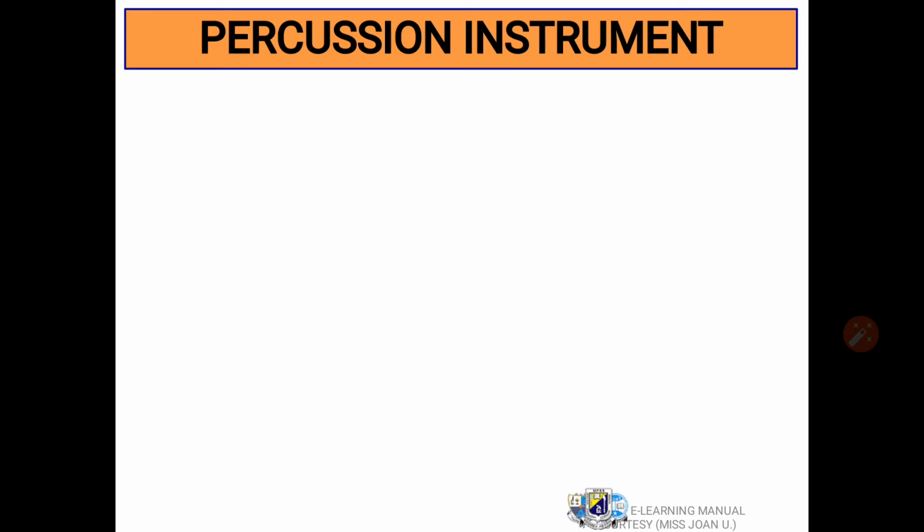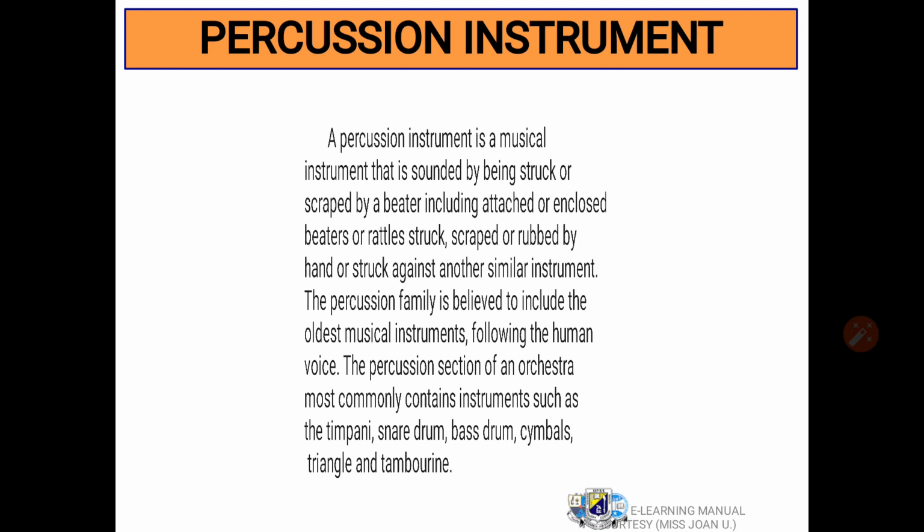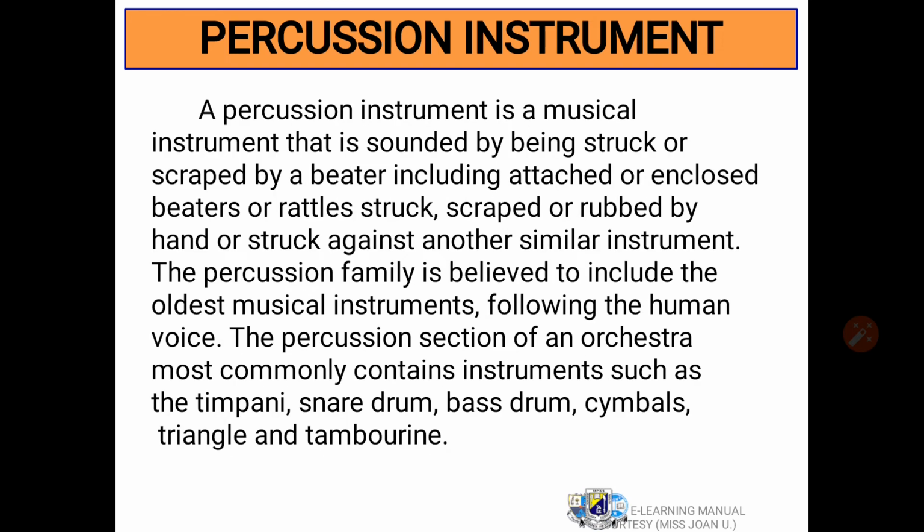Let's now look at another family of instrument called percussion instruments. A percussion instrument is a musical instrument that is sounded by being struck or scraped by a beater, including attached or enclosed beaters or rattles, struck, scraped or rubbed by hand, or struck against another similar instrument. The percussion family is believed to include the oldest musical instrument following the human voice. The percussion section of an orchestra most commonly contains instruments such as the timpani, snare drum, bass drum, cymbals, triangles, and the tambourine.